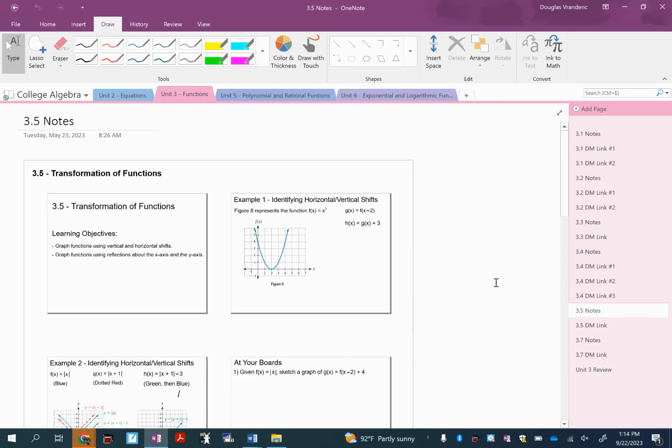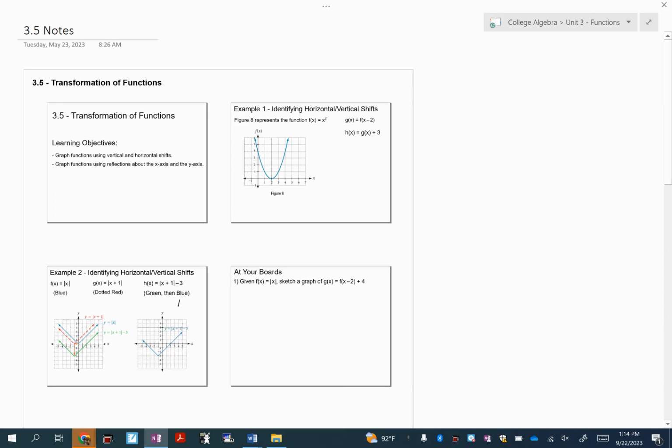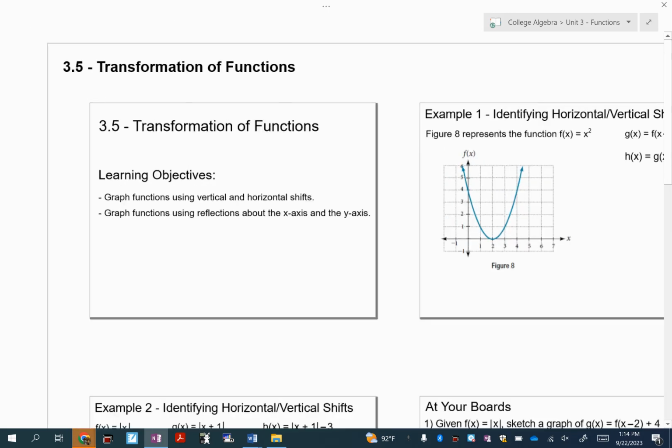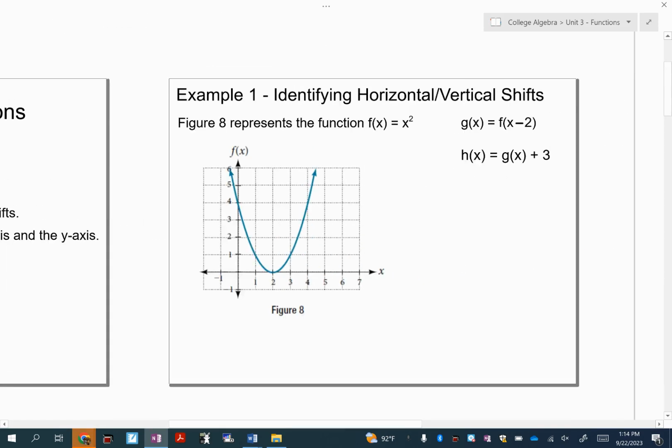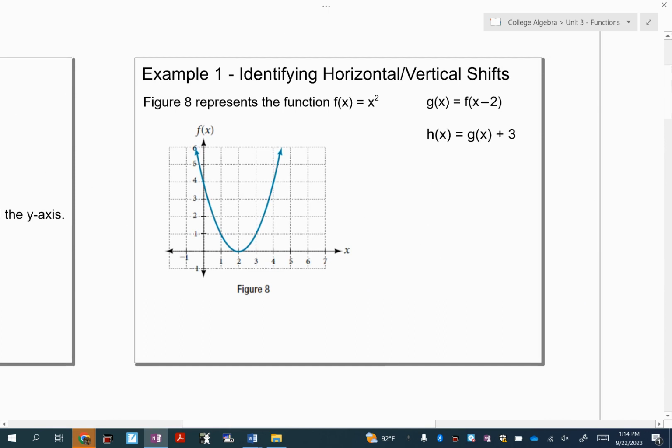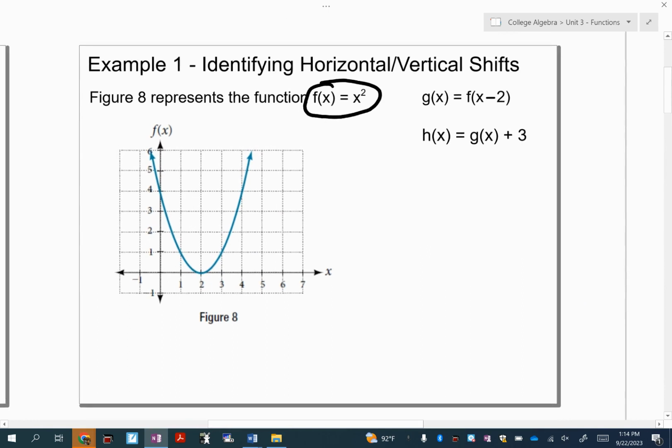In this video, I'm going to go over a little bit about transformations of functions and really just focus on the first objective for this lesson, looking at the vertical and horizontal shifts. So in this first example, I'm going to first graph the parent function x squared, which is the parent quadratic function, and you hopefully have had plenty of experience graphing these quadratics.